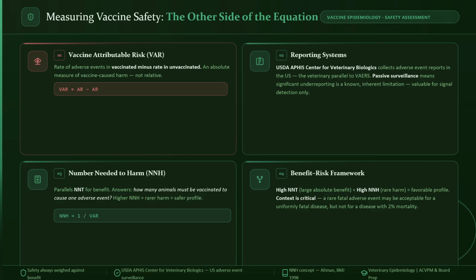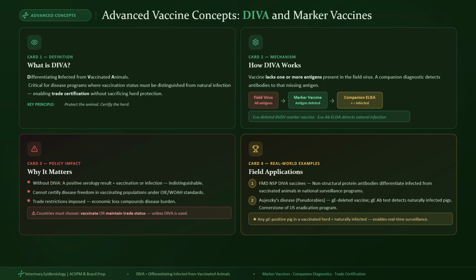Next, a clever design problem. How do we tell a vaccinated animal apart from a naturally infected one? That's where marker vaccines come in. These advanced concepts look intimidating but rest on a really elegant idea. DIVA stands for differentiating infected from vaccinated animals, and it solves a problem that vaccination itself creates.